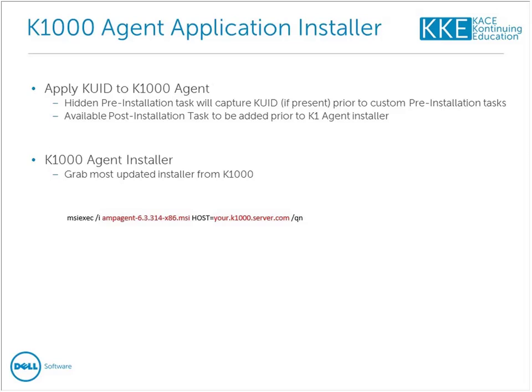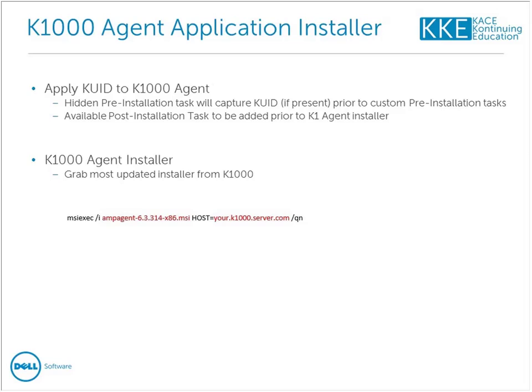And then you'll also see a host equals parameter. When the K1000 agent installer runs, it will point to this K1000, and you'll want to use your fully qualified domain name here, so that if anyone's trying to access externally, that will be a resolvable name. You don't really want to use internal IP addresses. We want to use those FQDNs. So those are the two things that you'll want to modify for this task.